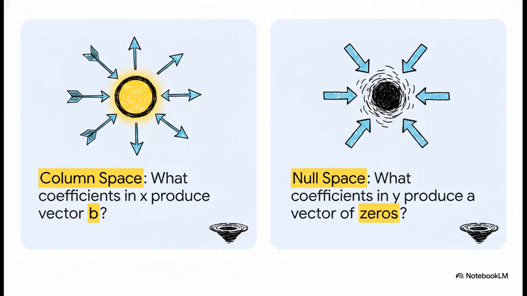Now let's contrast the column space with its much more subtle counterpart, the null space. The column space essentially asks the question, hey, what coefficients in X produce vector B? That's our classic AX equals B scenario. The null space, on the other hand, asks what coefficients in Y will perfectly balance everything out and produce a vector of all zeros, AY equals 0.